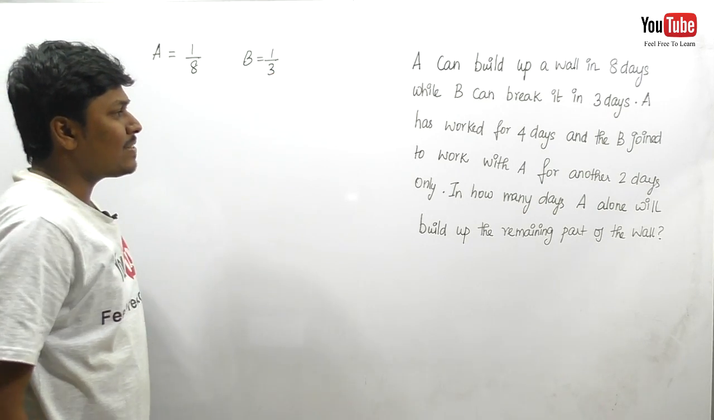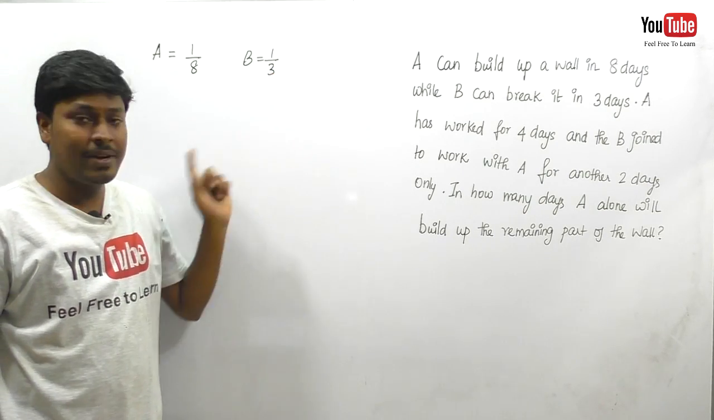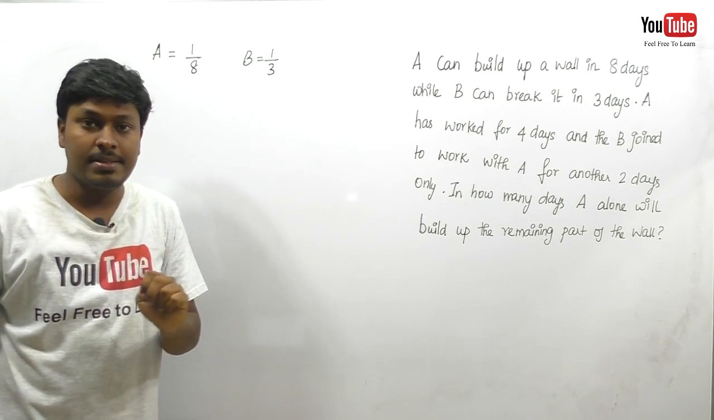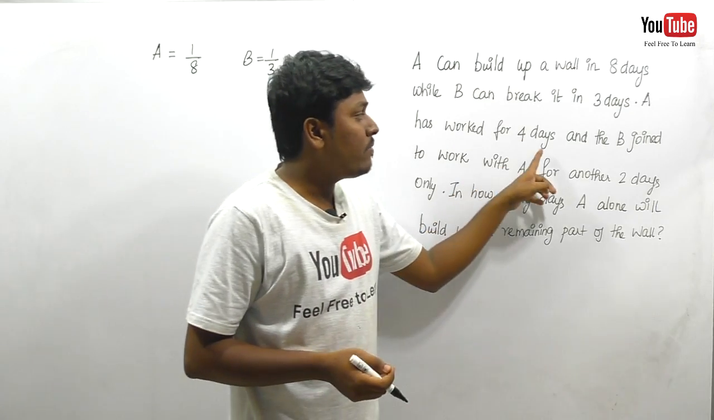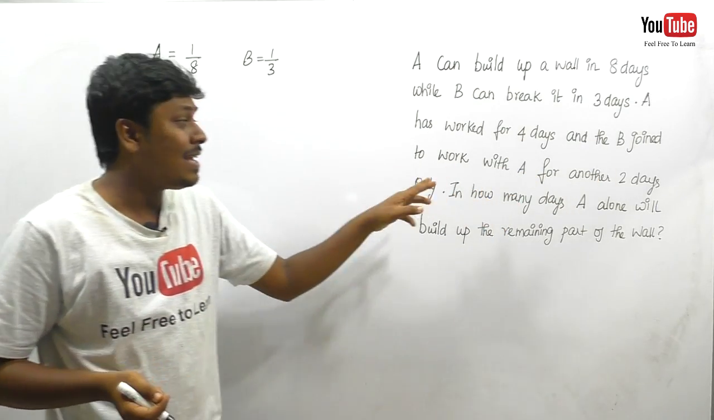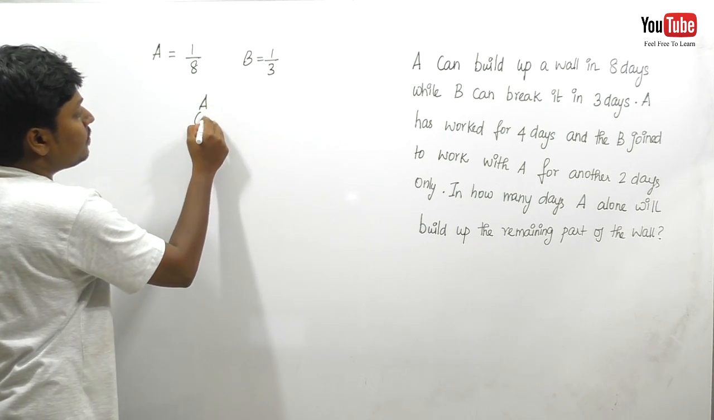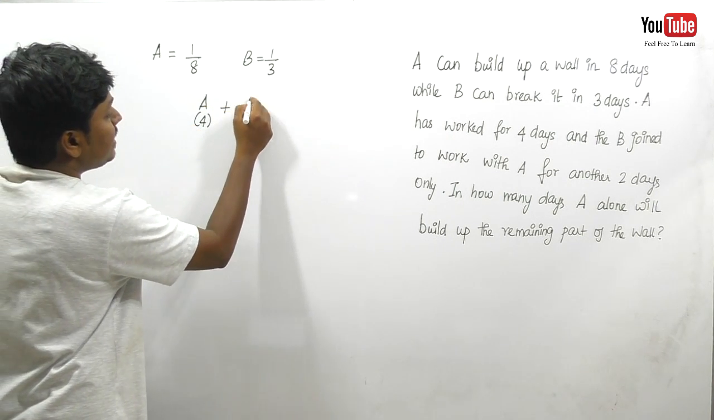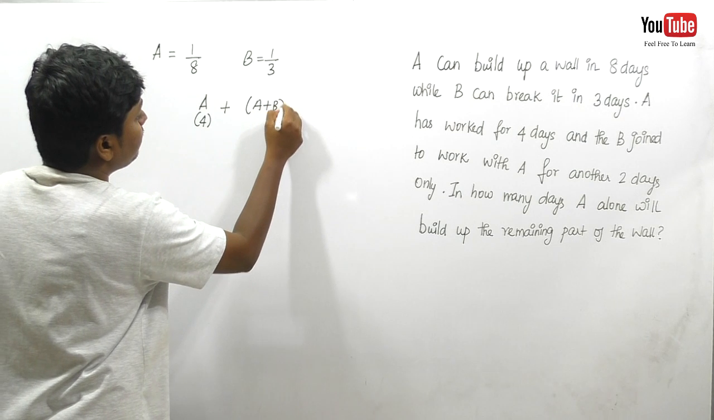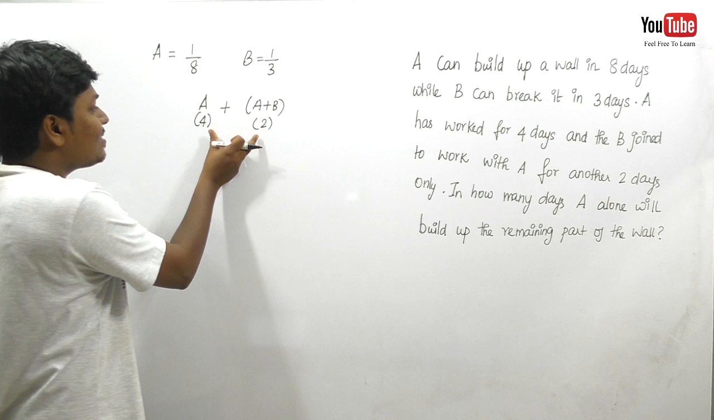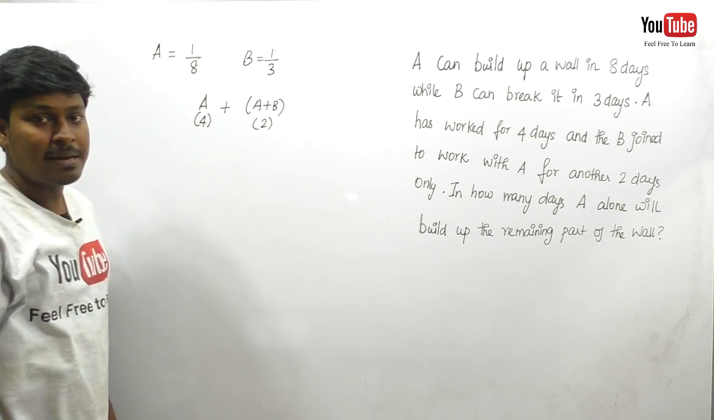And friends, first of all, A is working for 4 days, right? And A and B are working together for 2 days, right? Friends, clear on the concept? A worked for 4 days and B joined A only for 2 days. That means A is working for 4 days, and then A and B will be working for 2 days. We need to find how much of the work has been completed in these 6 days, right?